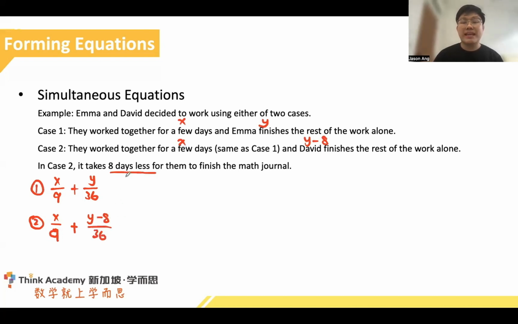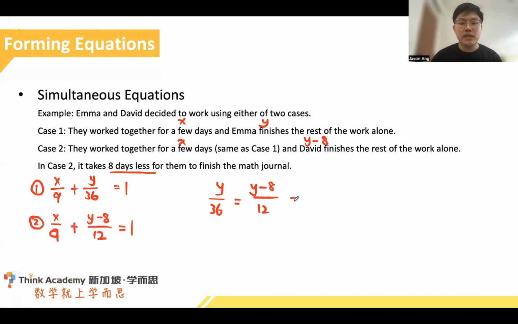36. Remember that in both cases, they are finishing the same math journal, so both would have completed 1 full journal. If we were comparing these two cases, we notice that the only difference would have been the Y over 36 equals to Y over... Sorry, a little mistake here. Okay, let me make some minor amendments. Because we see in this case over here, this is 12. This component here is 12 because this part is what David did. So, Y over 12, Y over 12.